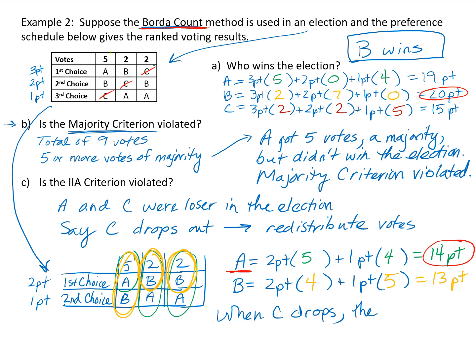The winner from before no longer wins, so the winner changes. And this is what we consider a violation of the IIA criterion. The IIA stands for independence of irrelevant alternatives. A loser dropping out, you can consider a loser an irrelevant candidate, right? And what this says is that if an irrelevant candidate drops out, you shouldn't have a change in the outcome of the election. But what we just saw is that when a loser drops out here, the winner changes. So the IIA criterion is violated in this election.